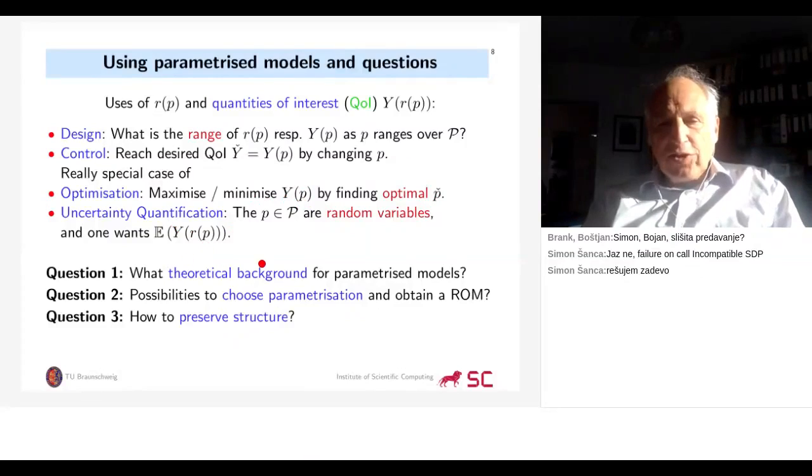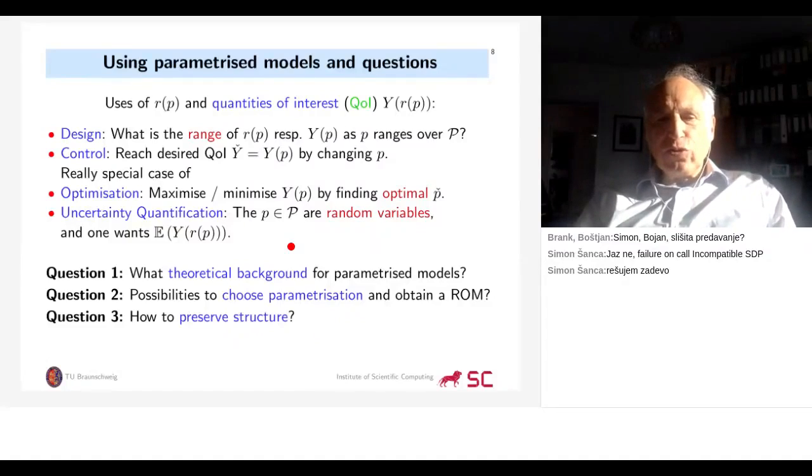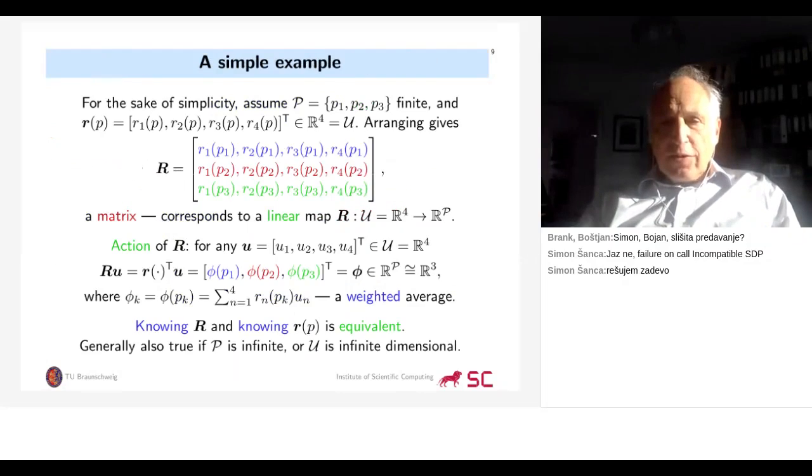So the questions are: what is the theoretical background for these parametric models? What possibilities do we have to choose parameterizations and obtain a reduced order model? And how can we preserve structure? These are important things. We'll just touch a little bit on this last one, and it will be mainly tomorrow where we talk on that. Good. And let's take a little example here so we see where we're going.